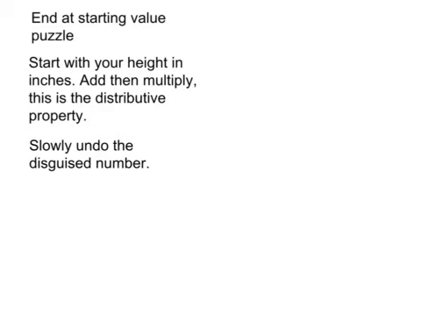Start with something that varies more. Start with their height. Then the disguise is going to be an add and distribute with a multiplication. So here we'll start out with the height, and let's say we're going to add 3. So we have h plus 3, whatever your height is.